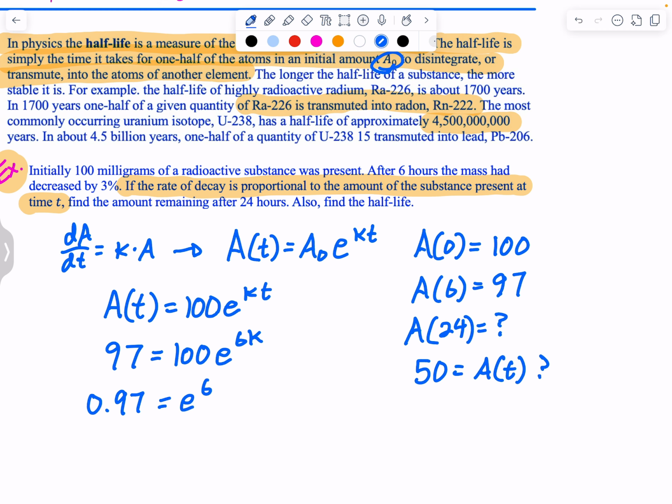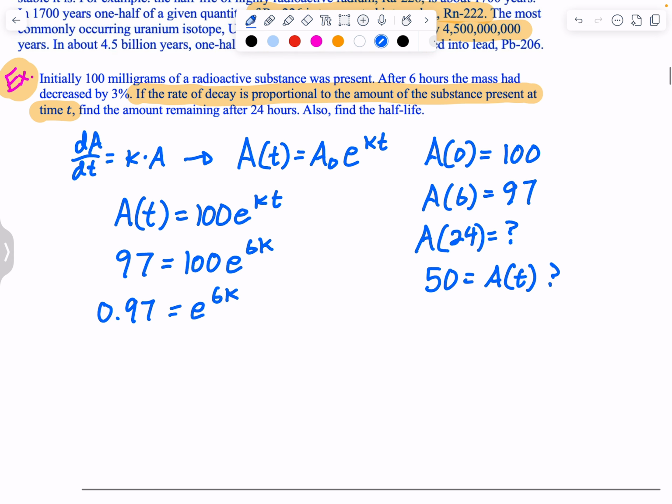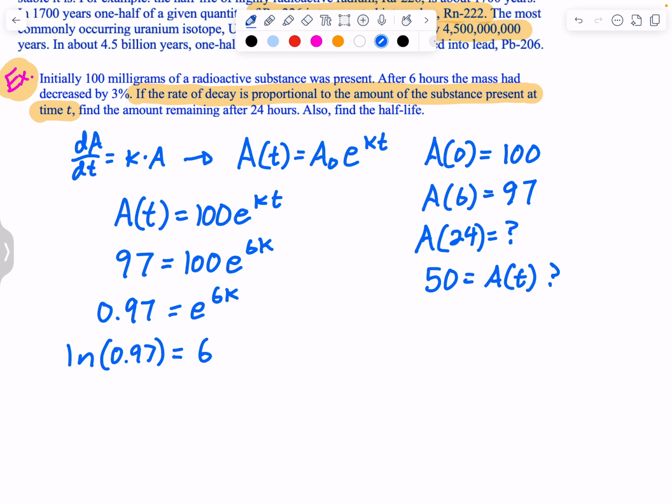And I get e to the 6K. Okay, this requires us to use an ln. So I got ln of 0.97 equals 6K, because the ln gets rid of the e there. And I have that K is equal to 1/6 times ln of 0.97. You can get a decimal, but I like to keep it exact as long as I can.